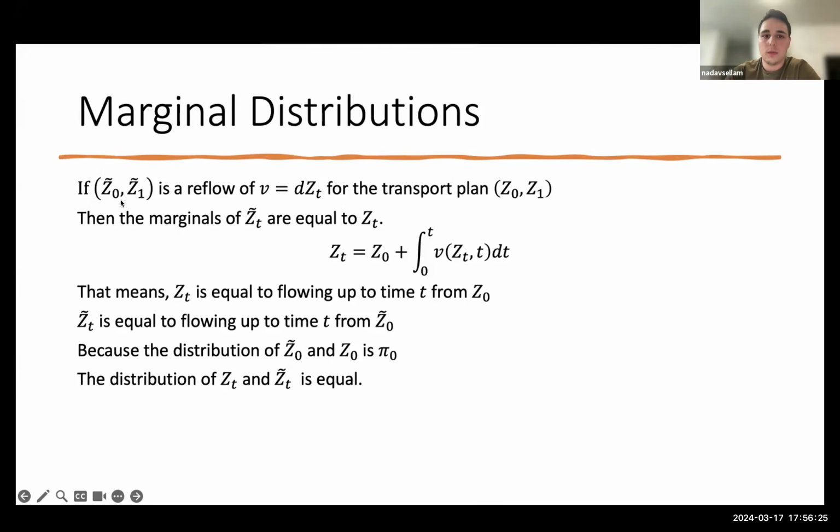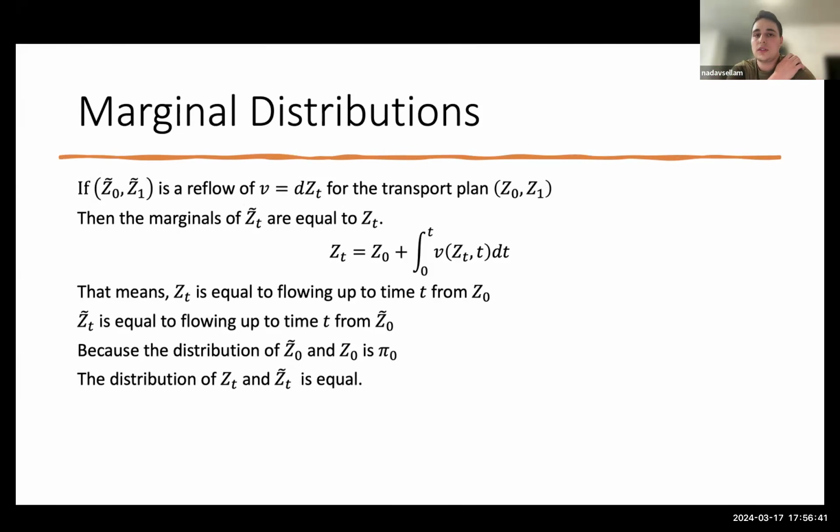So the reason we can easily claim that they are equal is because we said that Z0 and Z0 tilde are equal up to a permutation. They are the same points. And the marginal of Zt and Z tilde t is just flowing according to the same vector field up to time t from the same points.